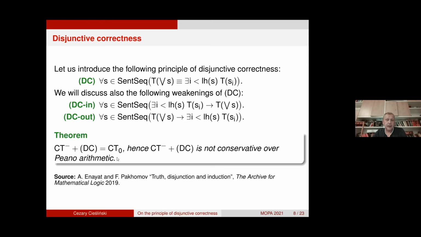And there is a theorem due to Ali Enayat and Fyodor Pahomov, in a published paper, which contains a proof of the theorem that adding this principle, disjunctive correctness, to CT minus produces CT0. So DC is not conservative. A surprising, unexpected result. You would think that a generalization of the axiom for disjunction produces already non-conservativity, delta zero induction.